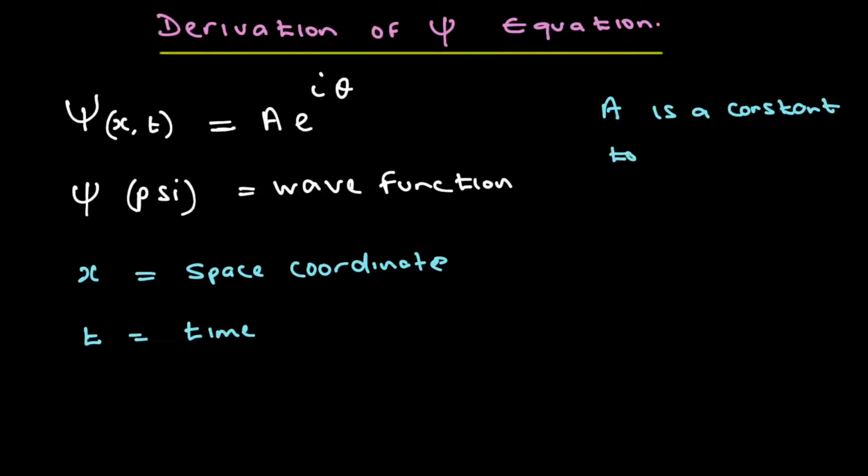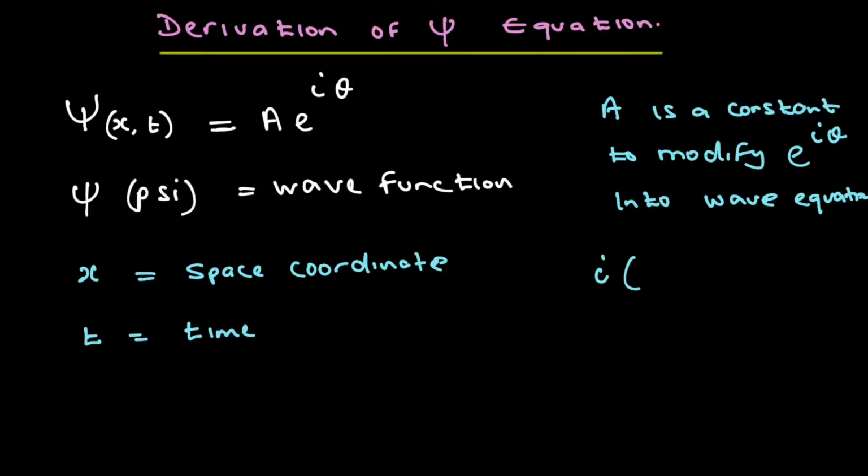To modify e to the i theta into a wave equation. I is what we call iota, a Greek letter, and that equals root minus 1, which is a complex number.